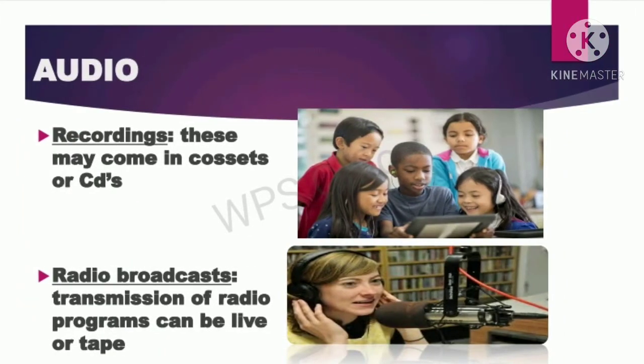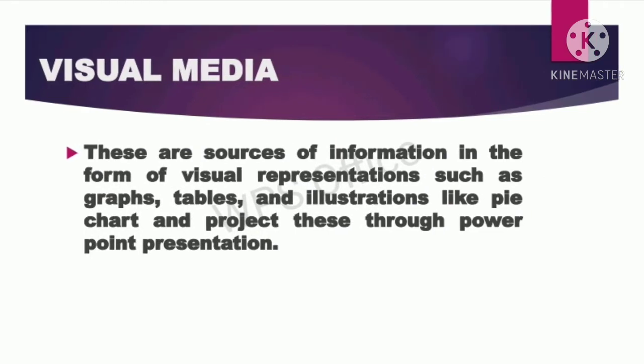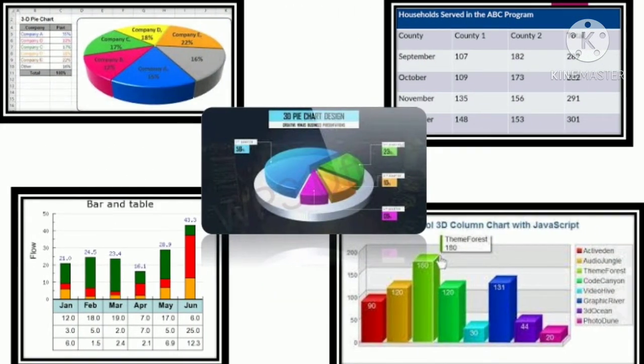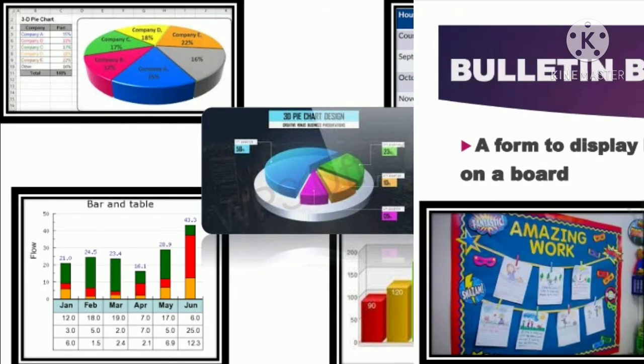Under audio are recordings and radio broadcast. Recordings may come in cassettes or CDs, while radio broadcasts are transmissions of radio programs that can be live or taped. Visual media. These are sources of information in the form of visual representations such as graphs, tables, and illustrations like pie charts, and projected through PowerPoint presentation.